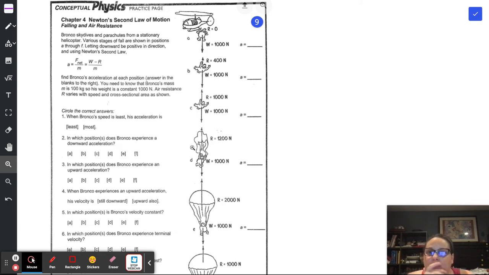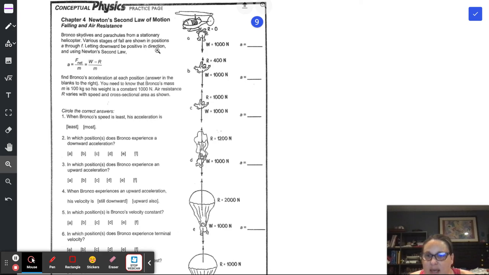All right. We're going to be working through this practice page to help clarify that concept for you, and how terminal velocity works and how surface area affects air resistance. So, to start off with, we want to read the setup for the question. Bronco skydives and parachutes from a stationary helicopter. Various stages of fall are shown in positions A through F. So you're going to be figuring out the acceleration of Bronco at each position.